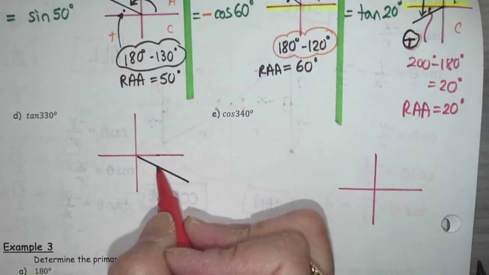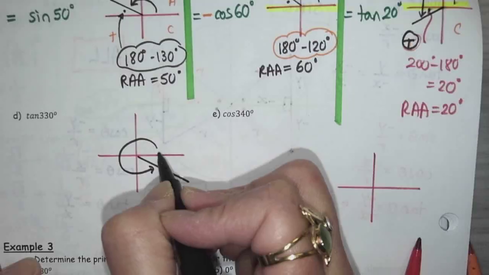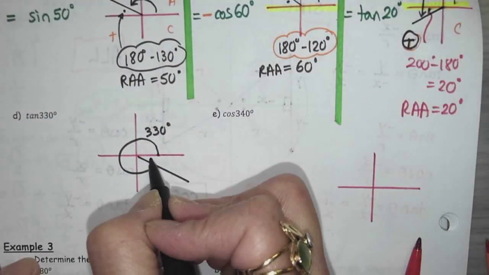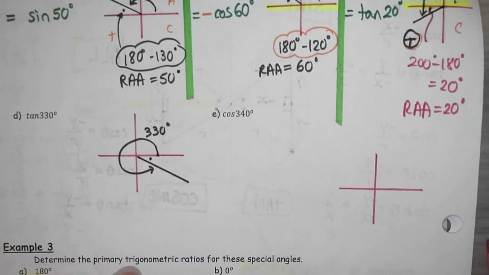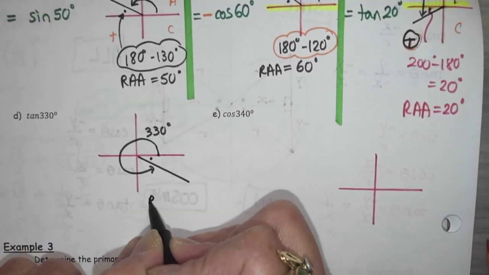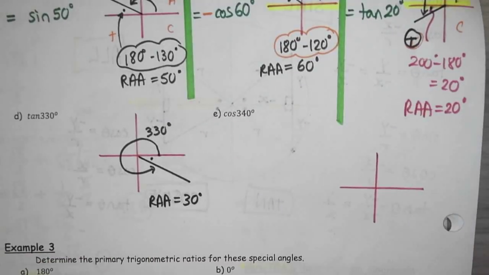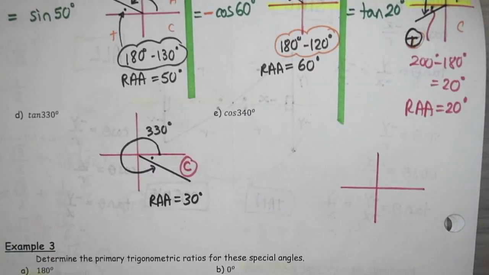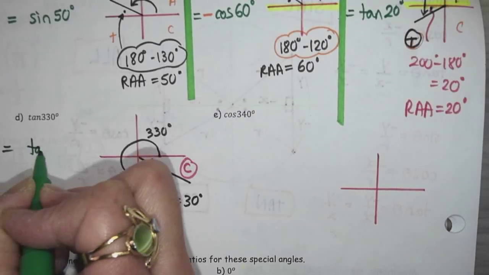Okay, going a bit faster. 330 is almost the full amount around, so 330 should be over here. The little related acute angle is the angle between the terminal arm and the x-axis, always, always, always. How much is that? 30, right? So RAA is 30. Which quadrant am I in? C quadrant. And tan is going to be reduced first to tan of 30.